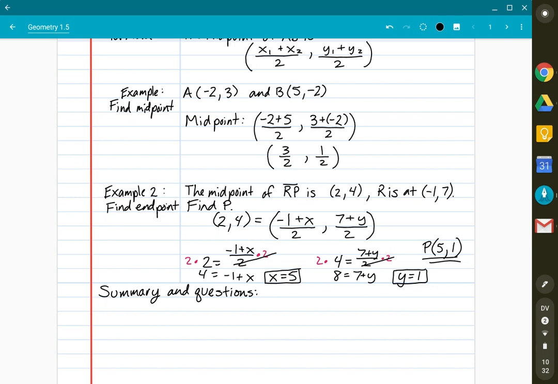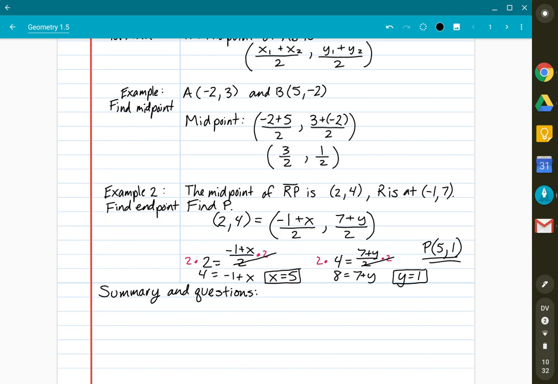So here I gave you R, which is at -1, 7, and that's an endpoint. And I told you the midpoint is at 2, 4. So we know basically the answer, 2, 4, and we know half of the information that was inside of the formula. So you can see where I filled it in. -1 plus some x value divided by 2 is going to be equal to our midpoint x value, and 7 plus some y value divided by 2 is equal to our midpoint's y value.